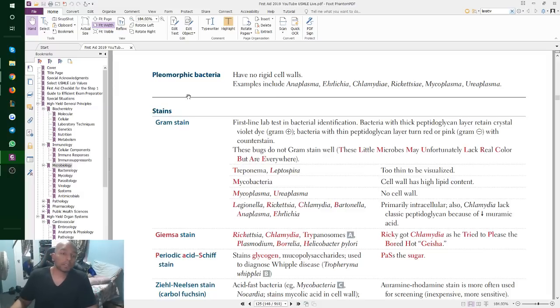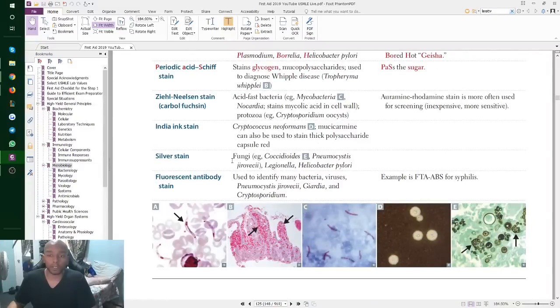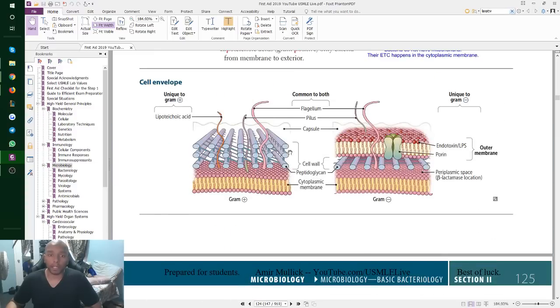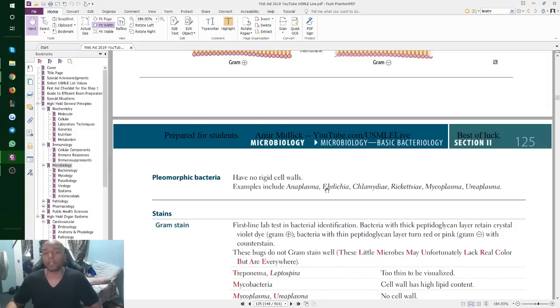Now the rest of this area just goes on to tell you the various divisions of different bacteria, and based off of those divisions, you're supposed to be able to identify bacteria in the question, right? So if you see gram stain, for example, this is the first line lab test in bacteria identification. Bacteria with a thick peptidoglycan layer retain crystal violet dye. So that's only going to be the gram-positive guy, right? Because this has a thick peptidoglycan layer.